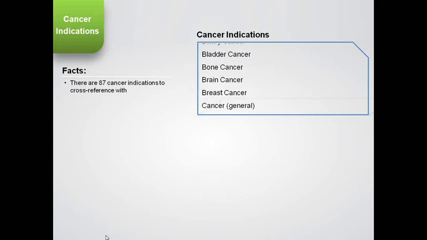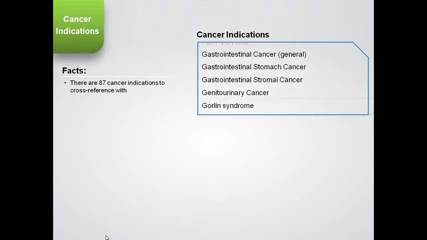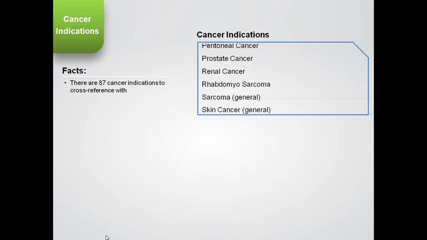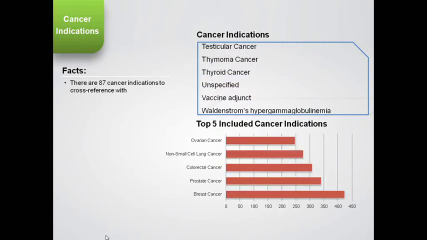There are 87 cancer indications, which are being scrolled through in the window to the right. The top 5 included cancer indications include breast cancer, prostate cancer, colorectal cancer, non-small cell lung cancer, ovarian cancer. You can use the indication to refine your pathway modeling by selecting specific indications by its developmental stage or clinical status.